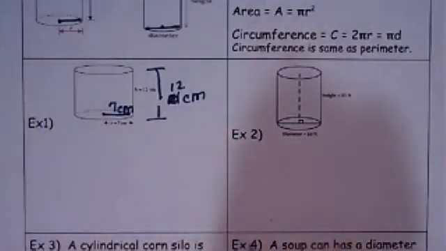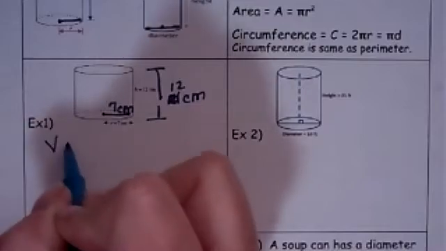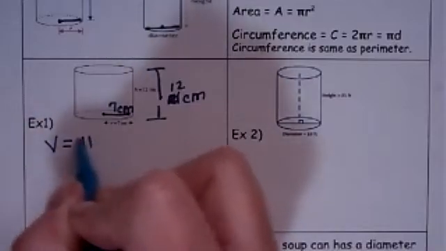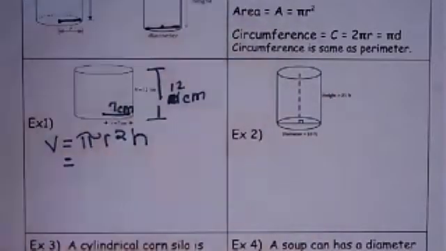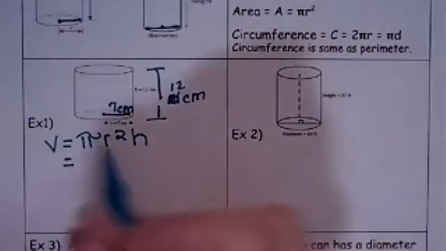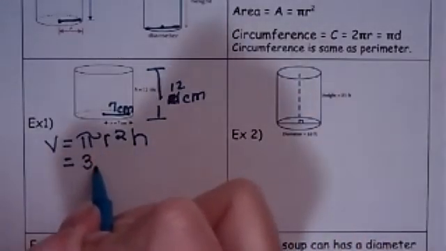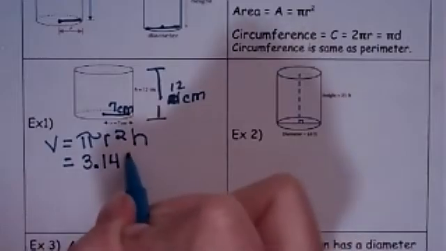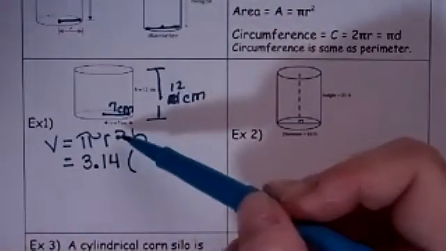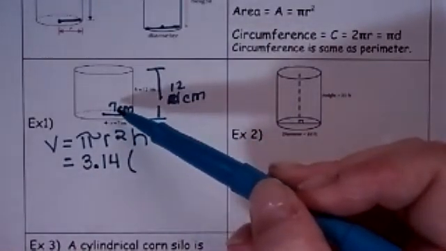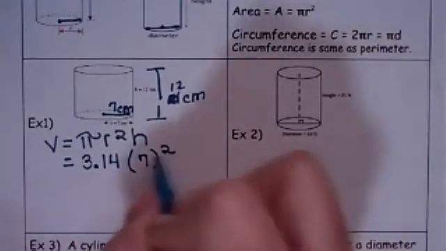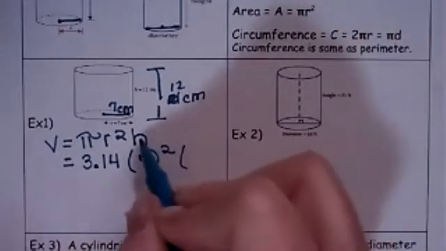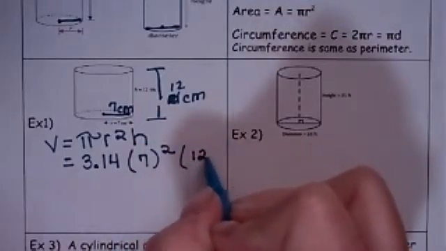Now, to find the volume, all I'm going to do is write my formula. V equals pi r squared h. Now, once we write our formula, we're just going to substitute our numbers into it. So we know that pi, we're going to use 3.14. Now we're going to have r squared, that's our radius. Up here we're told our radius is 7. So I'm going to write 7 squared times my height, and I'm told my height is 12.